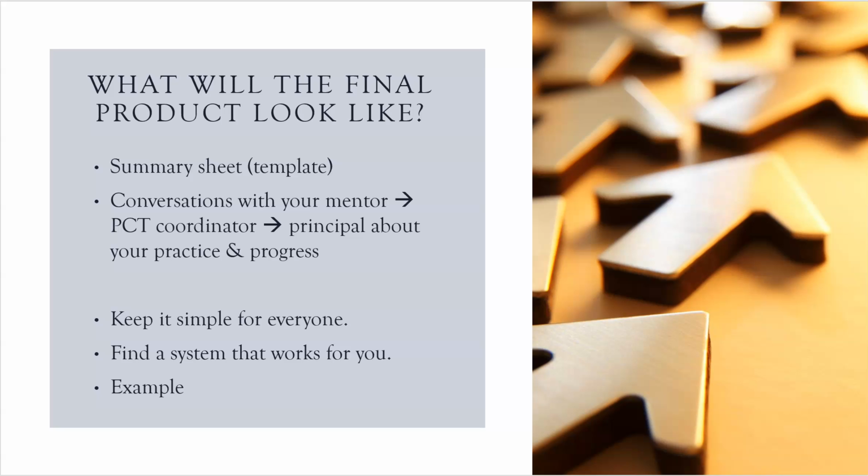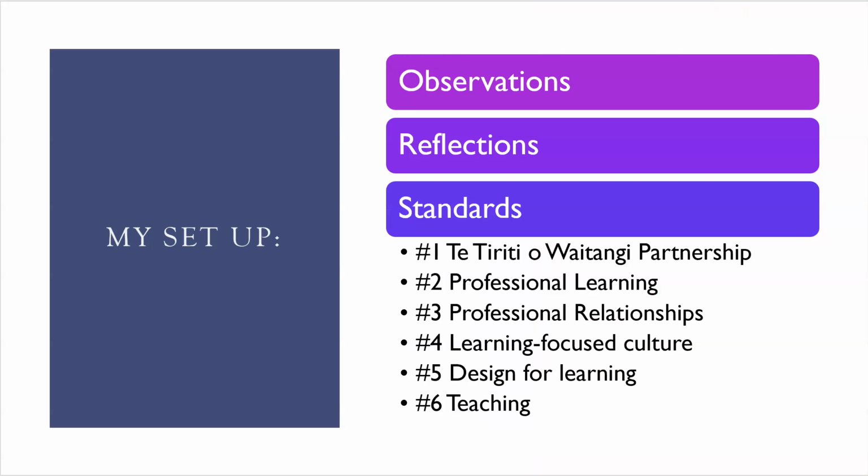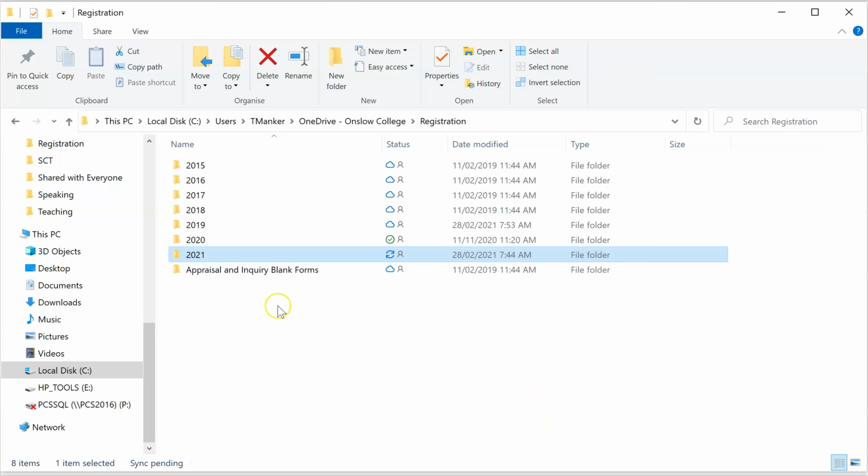So here is my suggestion. Again, it's a suggestion, you don't have to do it in this way. There's no prescription around this. So my setup suggestion would be you include observations, you include a folder for reflections, and you include a folder for standards, which has subfolders for the different standards. So this is what that looks like.